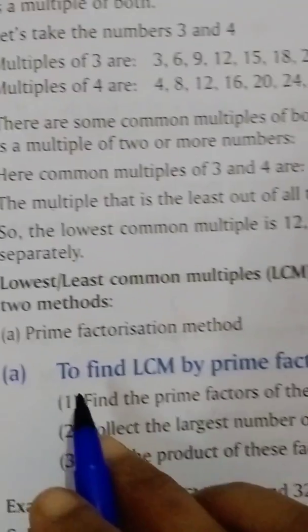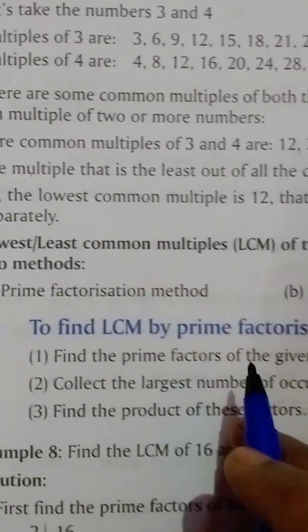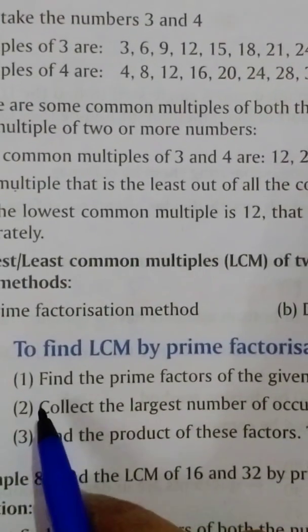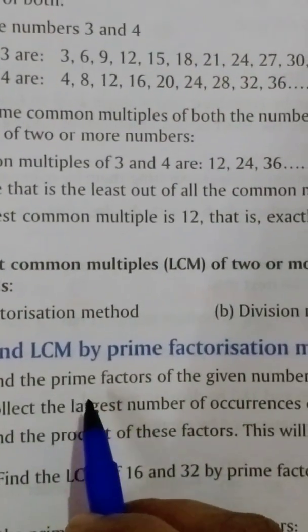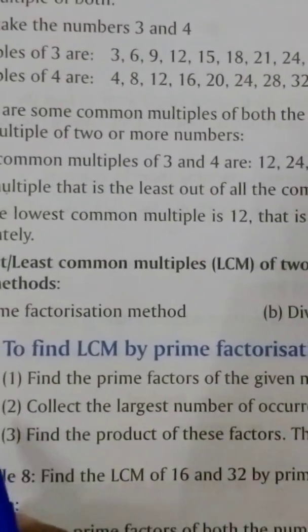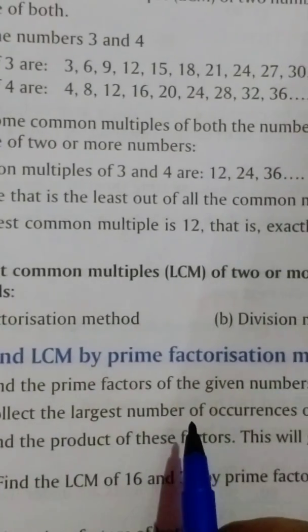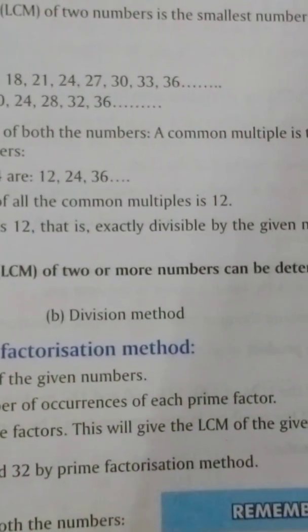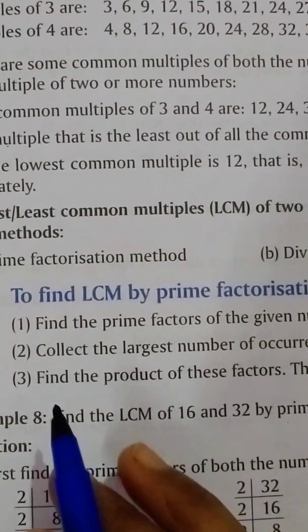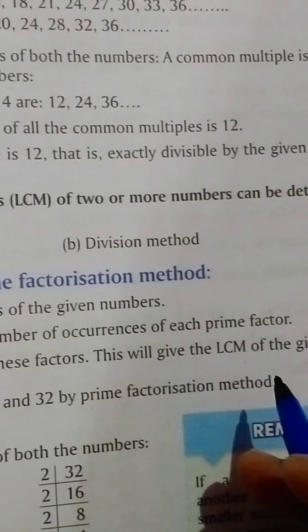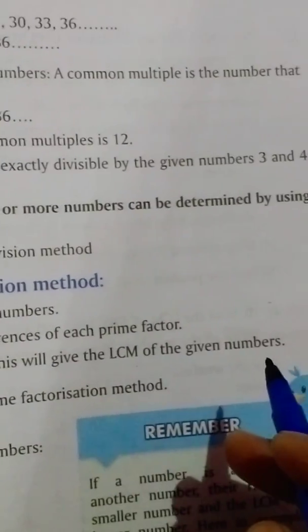We have to cover first LCM by the prime factorization method. So what's the first rule? Step 1, find the prime factors of the given numbers. After that, collect the largest number of occurrences of each prime factor. After that, find the product of these factors. This will give the LCM of the given numbers.